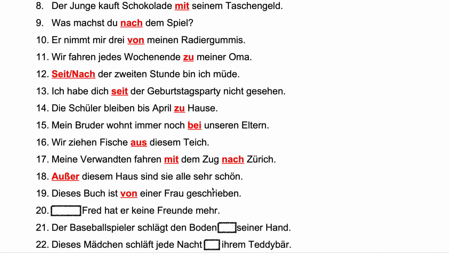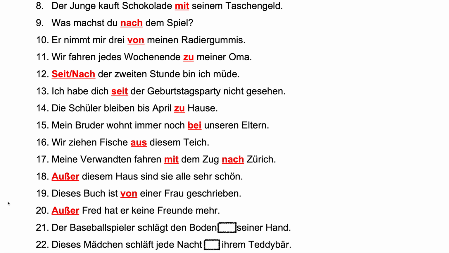Nummer 20. Fred hat blank keine Freunde mehr. So, something Fred, he has no friends anymore, or no other friends. So in this case we would be using außer again. Außer meaning except for, or in addition to Fred, he has no other friends. He's the only one he has left, basically.